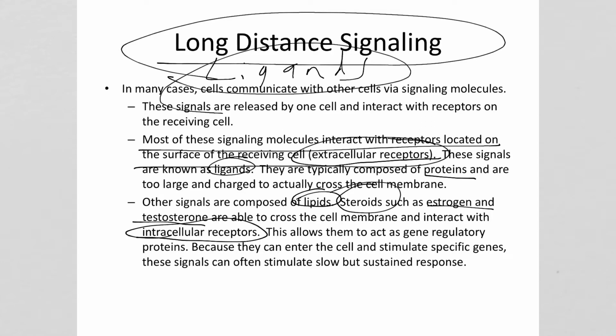And the receptor and the steroid together act as what are called gene regulatory proteins. They go through the cell, into the nucleus, stimulate specific genes, and they can cause a fairly slow but sustained response.